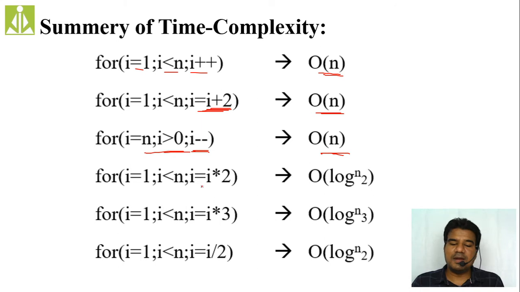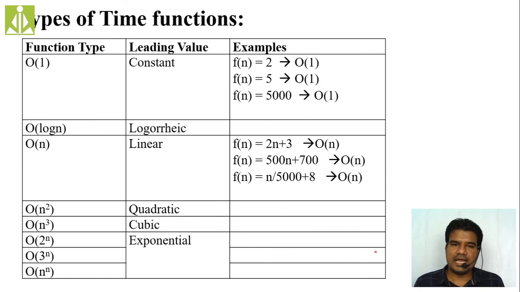If you are multiplying by 2 when incrementing the i value, we got order of log n to the base 2. If you multiply by 3, you will get order of log n to the base 3. If you divide the i value, then you will get order of log n to the base 2. So these are the different summaries I have taken for the different sets of loops we got inside our algorithms, the type of function and how that function is affecting.